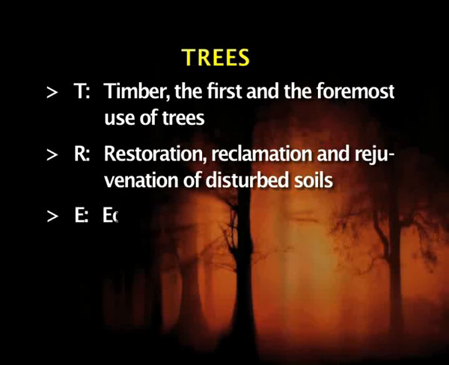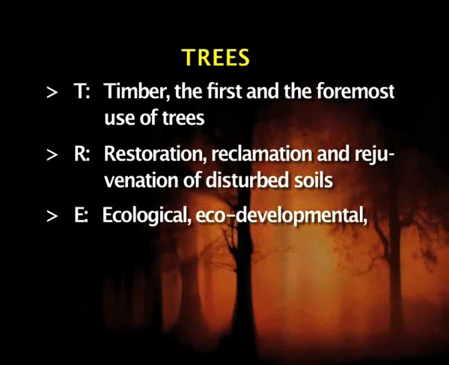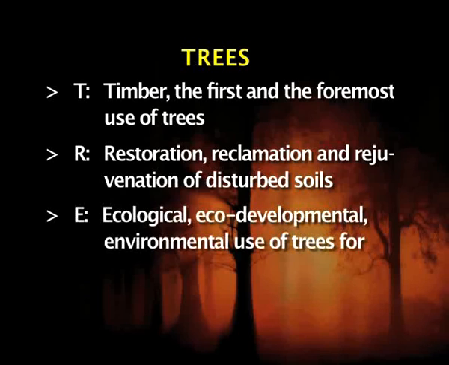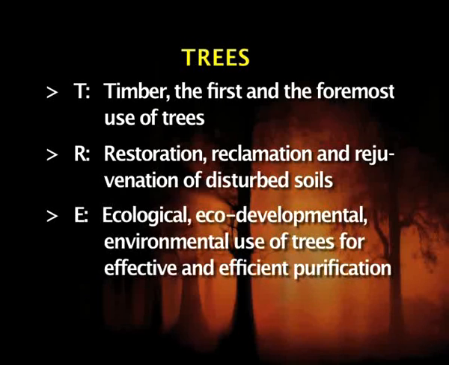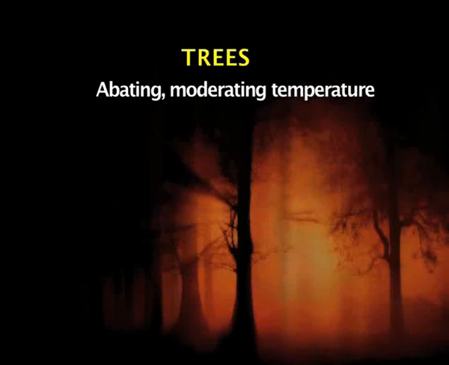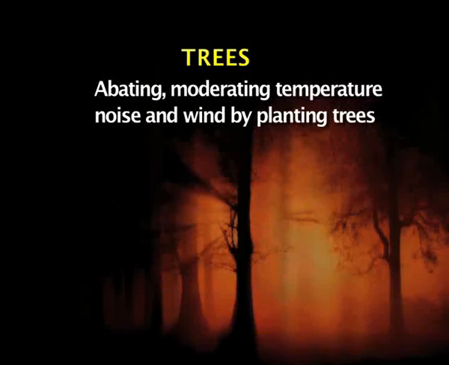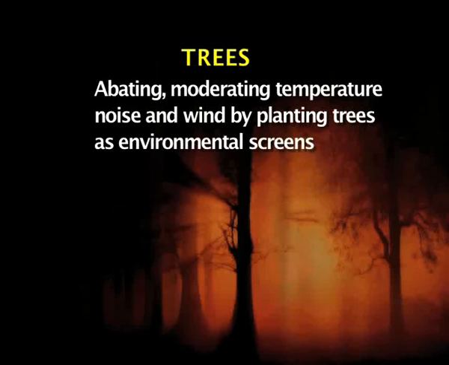E stands for ecological, eco-developmental, and environmental use of trees for effective and efficient purification of the environment, because trees act as oxygen banks and eliminate air pollutants. E also stands for abating or moderating temperature, noise, and wind, as trees act as environmental screens, thus affecting the microclimate, for harboring wildlife, for maintaining biodiversity, and for conserving energy.